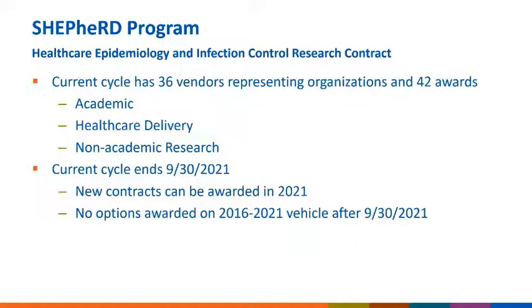So when we go over the timeline for the new mechanism, you can put together a proposal to be in the 2021 mechanism, and then we'll still be putting out contracts under the 2016-2021 mechanism. The only difference is that no options can be awarded under the current mechanism or current vehicle after September 30th. And so for current vendors, that means that if we do award something in 21 under the 2016 vehicle, it won't have option years. But the base period can be 1 to 5 years or multiple years. And if you have any questions about that, please let me know.